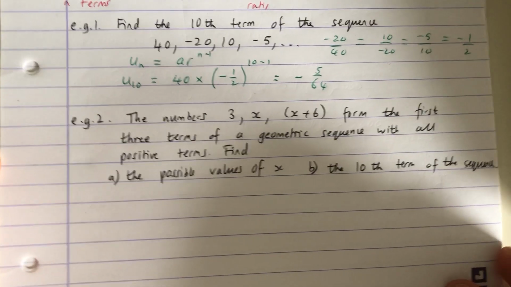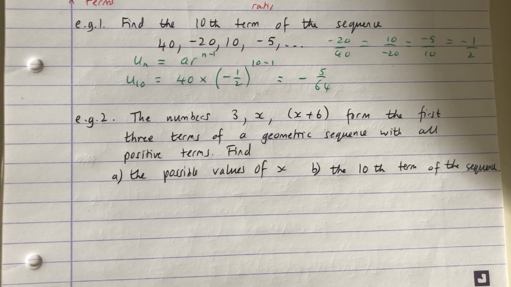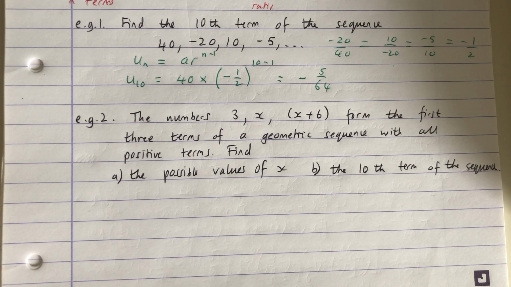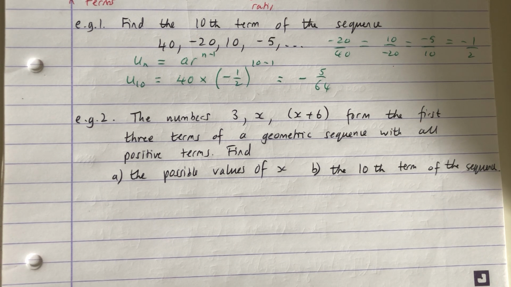Okay, so with example number 2, we've got the numbers 3, x and x plus 6 form the first 3 terms of a geometric sequence with all positive terms. So if we actually knew what x was, everything would be positive. Find the possible values of x and then find the 10th term of the sequence. So obviously in part b we're going to have to use the same strategy as above, but we are missing the actual sequence itself. So in part a we've got to try and find x.